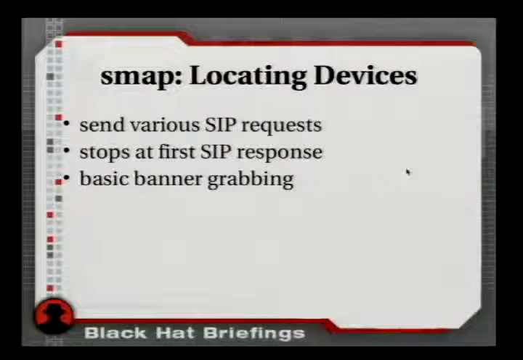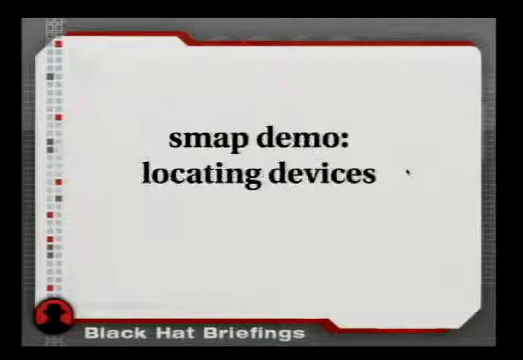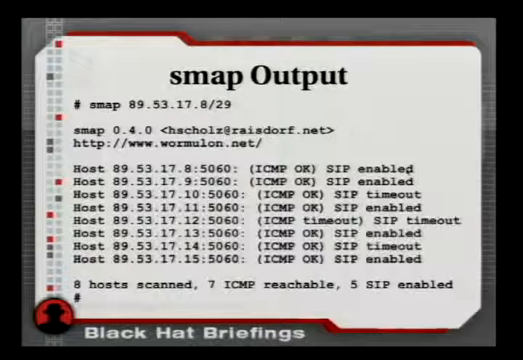You can just look at the user agent header and it says, okay, this is running SIP Express Router, or this is a Snom phone. You can do that pretty easily. I want to do a live demo, but unfortunately I don't have internet connectivity here. So I'm just going to show you in a screenshot.